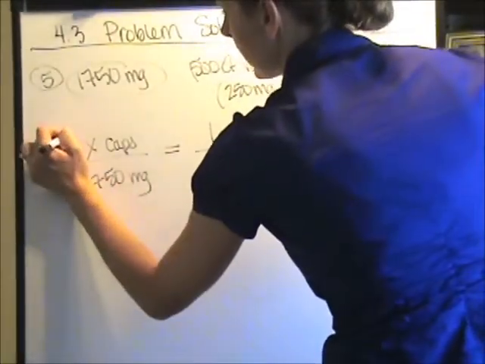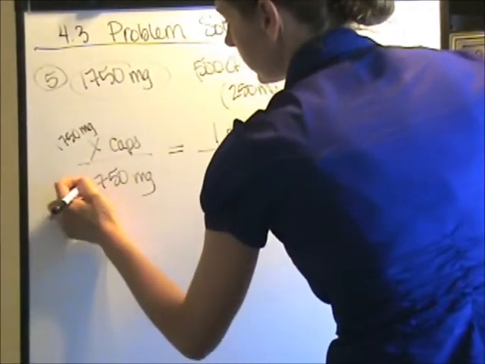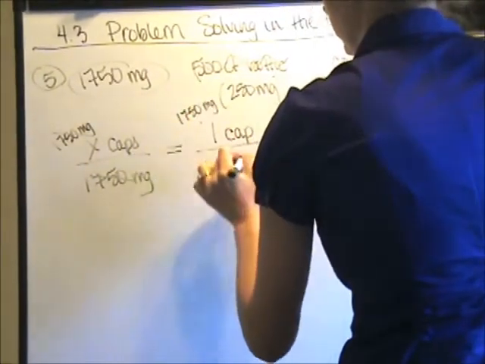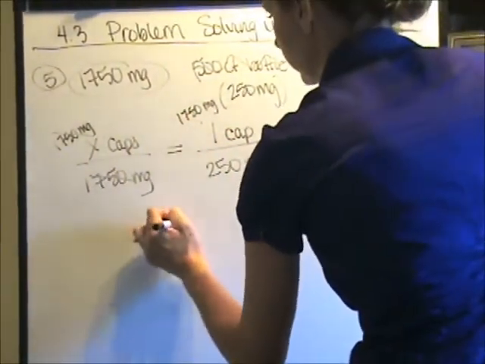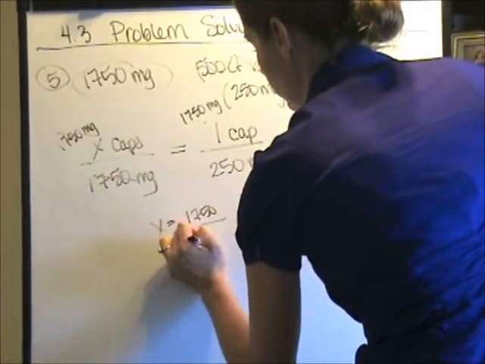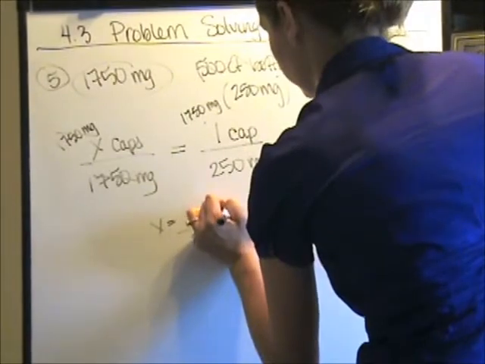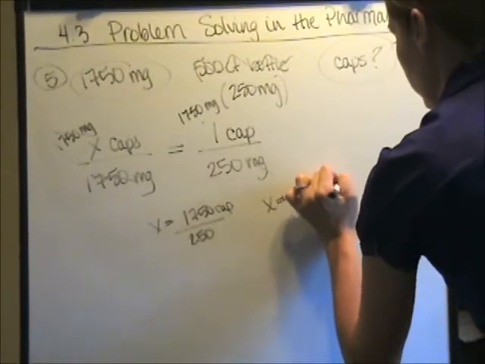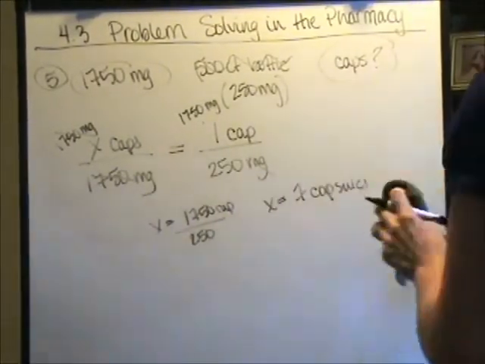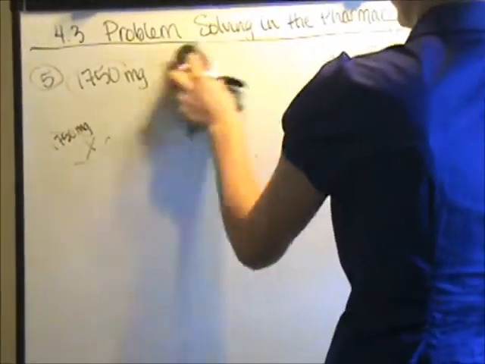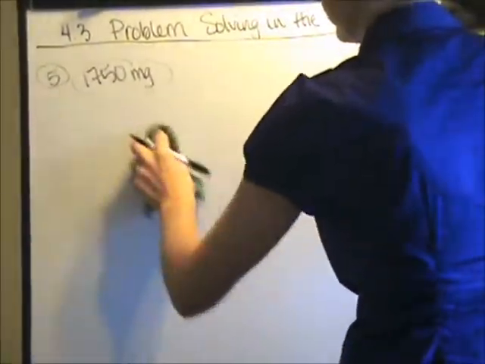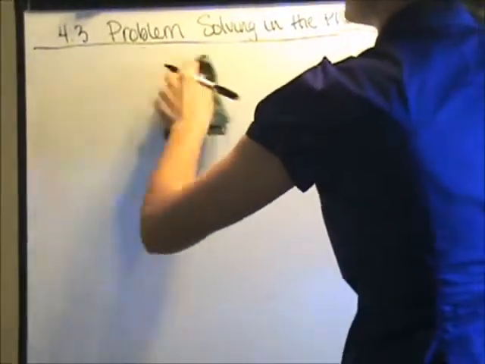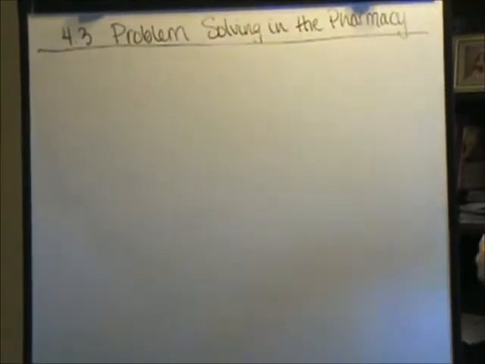So let's isolate X. The 1 cancels out, times 750. The milligrams are going to cancel out, so we're going to take 750 divided by 250, and X is going to equal 3 capsules. All right, so that's easy enough. Most important part of the problem is first identifying what we are solving for. Okay, let's look at number 6.